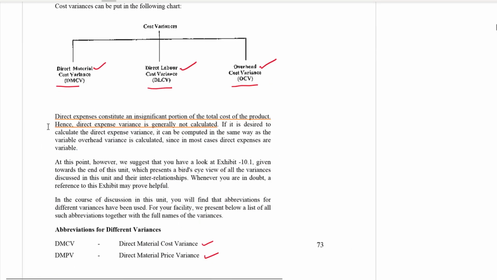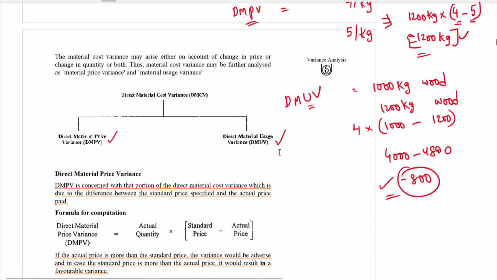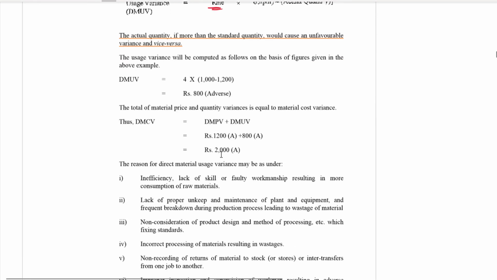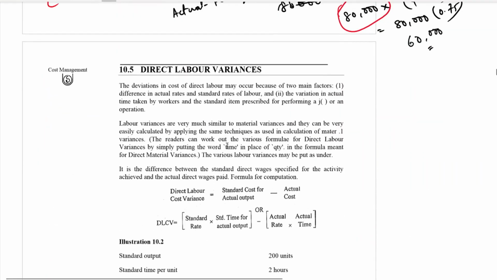We have seen all these things: direct material cost variance, direct material over usage variance or volume variance. All these things we have seen in the previous video. Now we are starting direct labor variances. Okay, direct labor variances. The deviation in cost of direct labor. The cost of direct labor means those labor who are directly involved in the actual production of the goods and services.